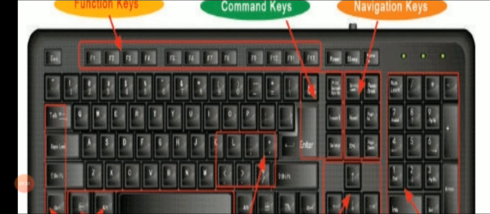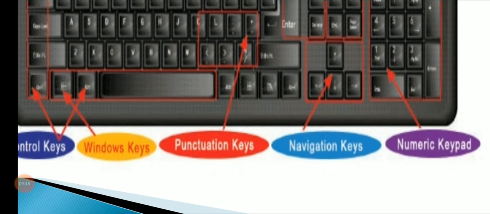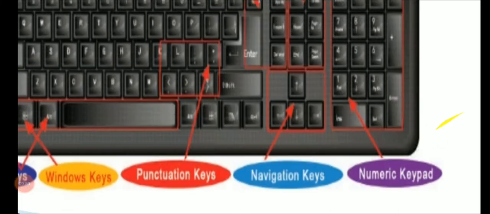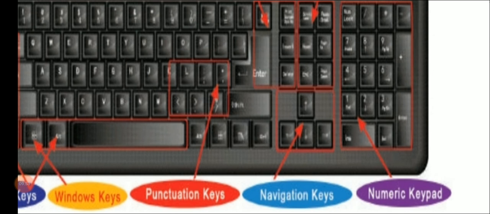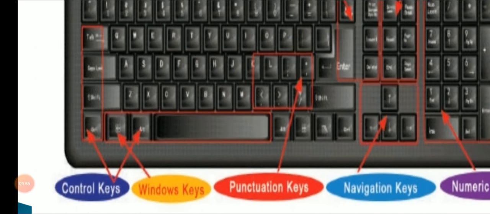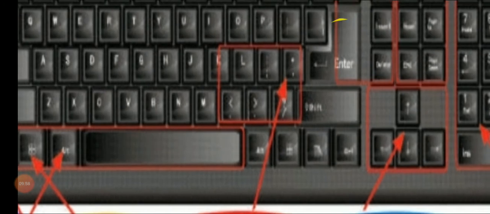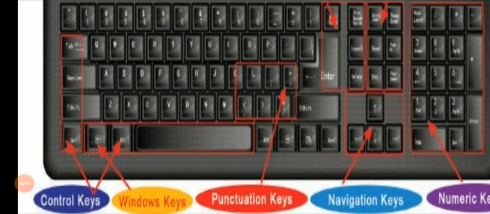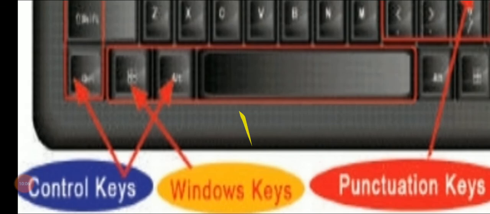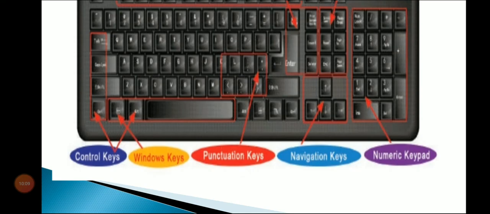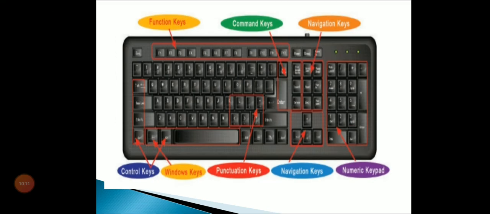Next one is your navigation keys. Navigation means movement: page up, page down, home, and these arrow keys. By these we also move the cursor, so these are also navigation keys. On the right side of your keyboard we have this numeric keypad. And here are the punctuation keys, the comma, semicolon, they all are punctuation keys. The Windows key we are all aware of, and these two, control and alt, are control keys. Okay, now we will take a look at all these keys one by one.